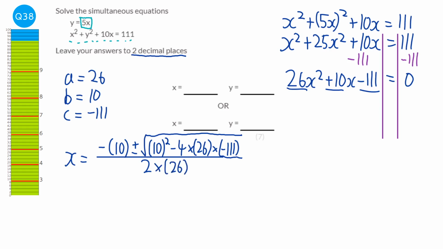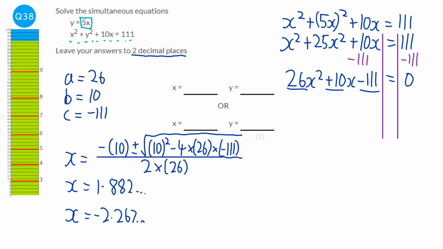So we're going to do this once with a plus there. And so when we have a plus there, we get 1.882, and so on. And when we do it with a minus there, we get minus 2.267, and so on. But the problem is those are x values, and when we solve, we've got to also find out what the y values are.